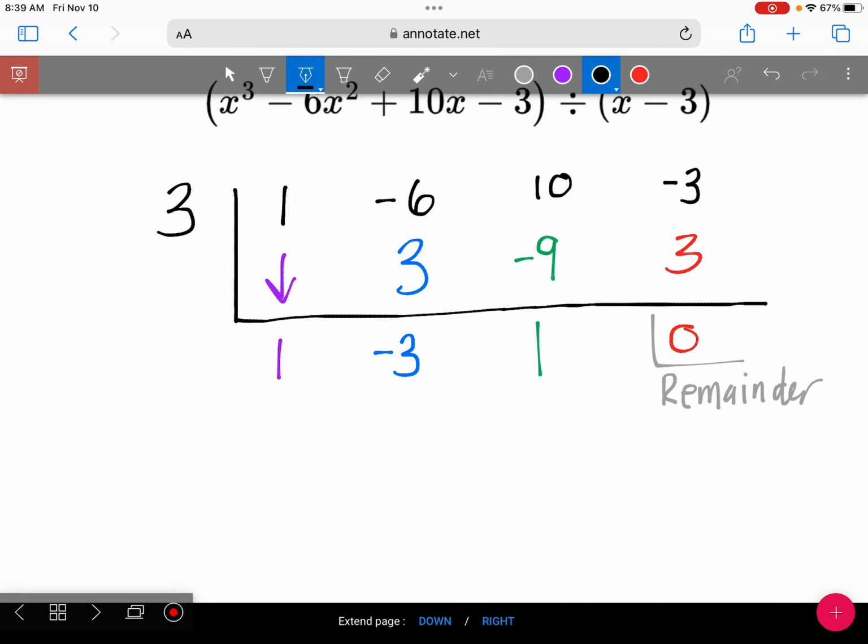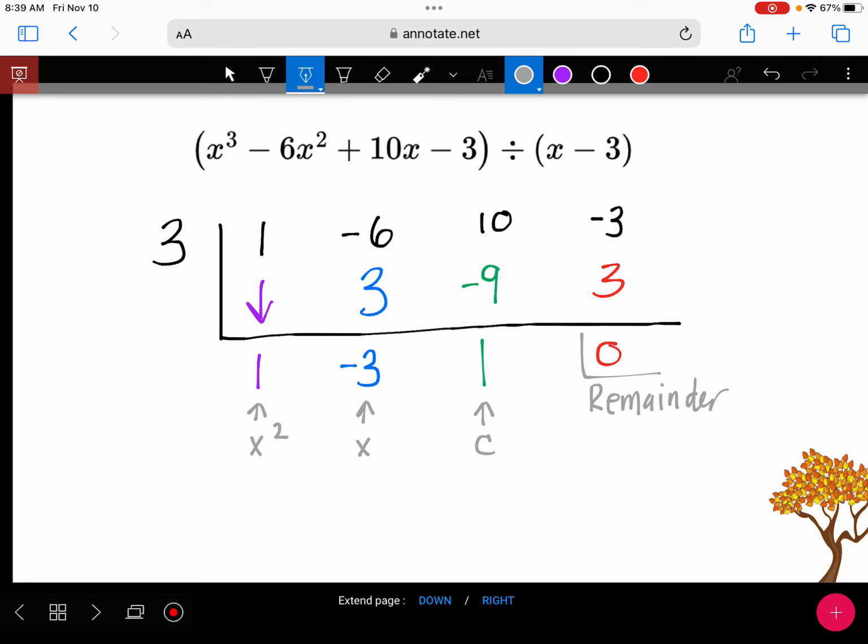And our solution, we have a constant with the 1 at the end. We have an x, and we have an x squared. It always goes down 1 degree from here. So it was an x cubed, now it's an x squared. So our solution is 1x squared minus 3x plus 1. And that's our solution.